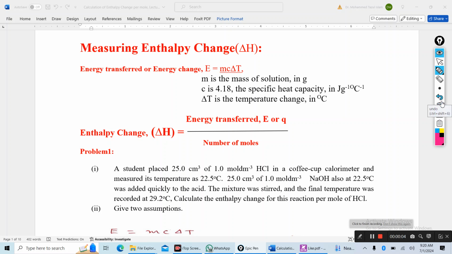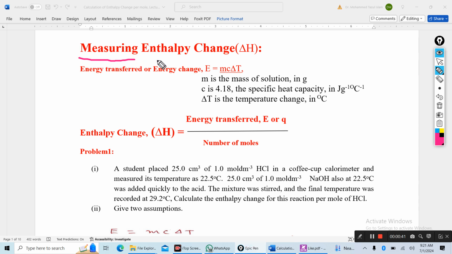Hello dear students, today I will discuss how you measure the enthalpy change delta H per mole. From this video you can learn how you can measure enthalpy change per mole. This calculation is very important for Cambridge A-level chemistry practical paper and also theory paper. Let's move.